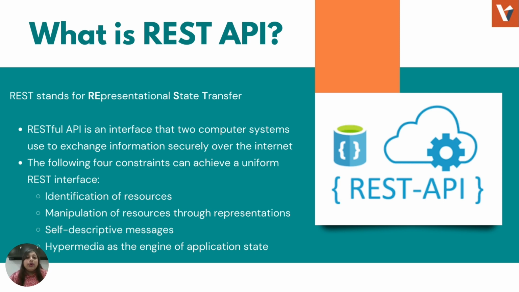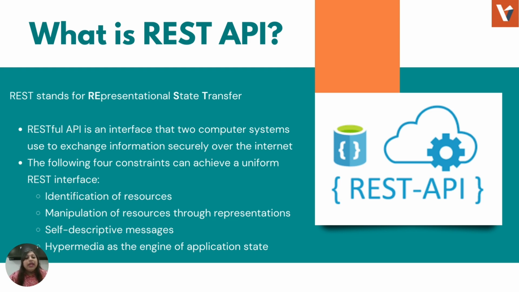For this secure transfer of information, they will use four types of constraints. Constraints in general are said to be a set of rules. There will be four constraints by which we can achieve a uniform REST interface. The first constraint is identification of resource.